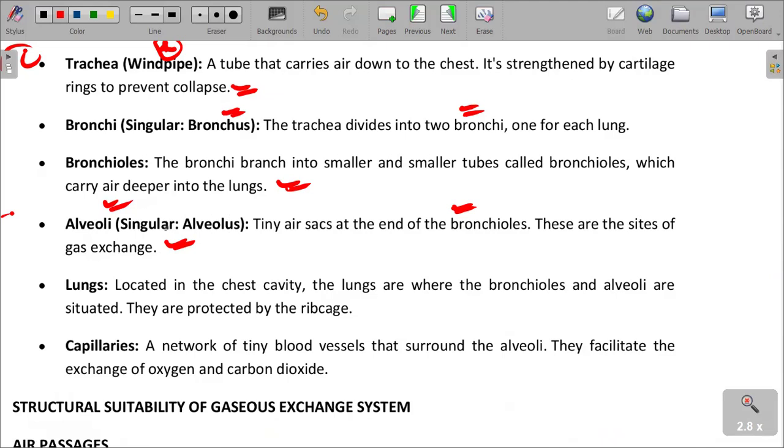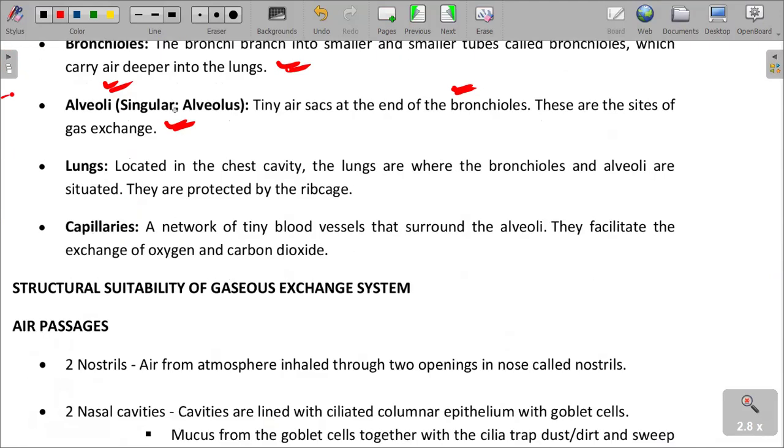So there are tiny air sacs found at the end of the bronchioles, and then the lungs are located in the chest cavity. The lungs are where the bronchioles and the alveoli are situated. They are found in the lungs, and they are protected by the rib cage.